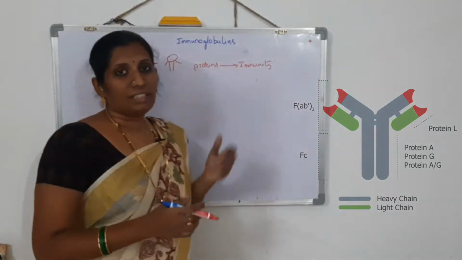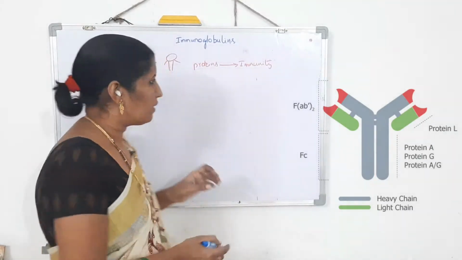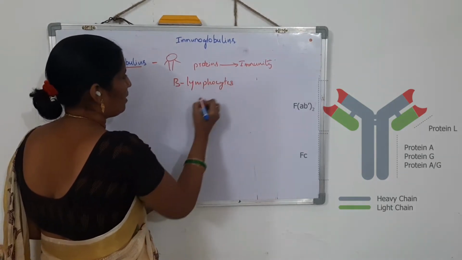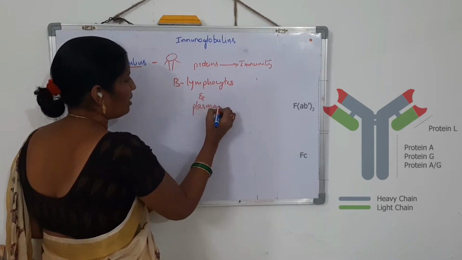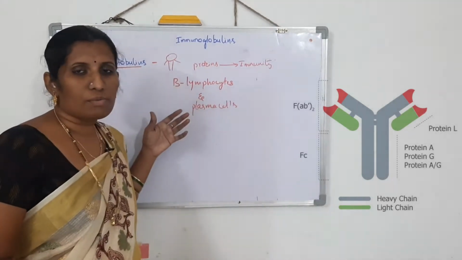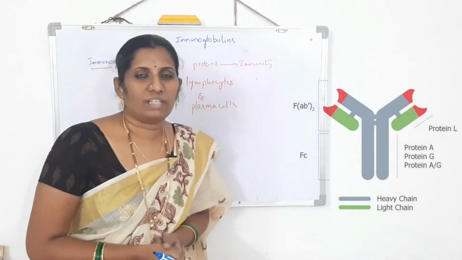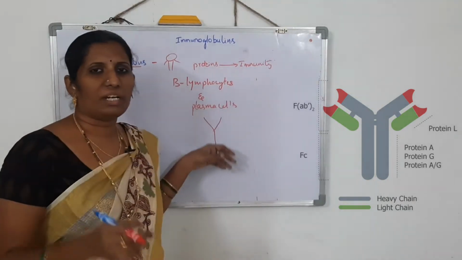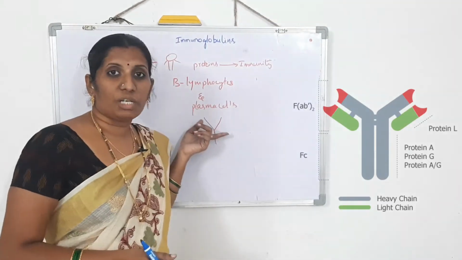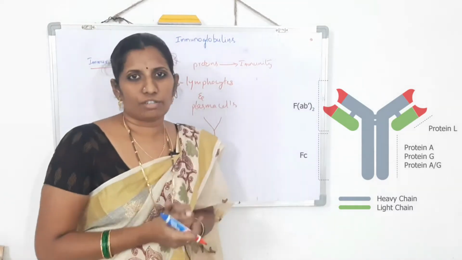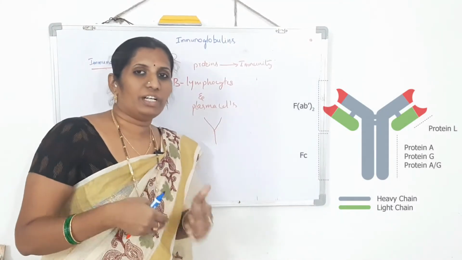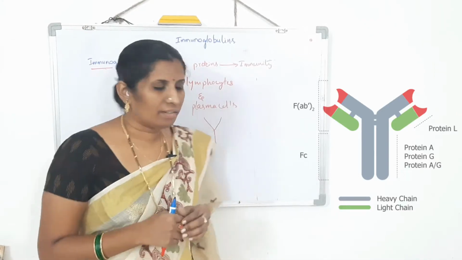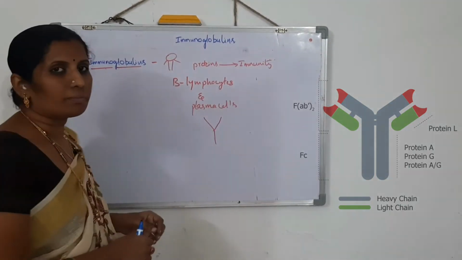And next, which cells produce these immunoglobulins? The B lymphocytes and plasma cells. These two types of cells produce the immunoglobulins. And the shape: a typical immunoglobulin looks like the letter Y. So this is a very short introduction of immunoglobulin. But when you go into depth, there are so many interesting things, such as how they protect the host body, right? So we will go deep into the subject.